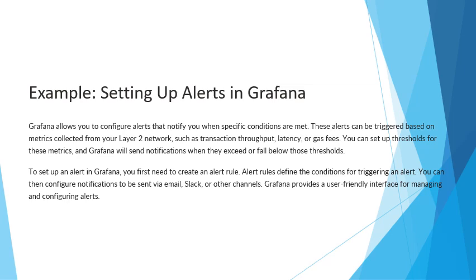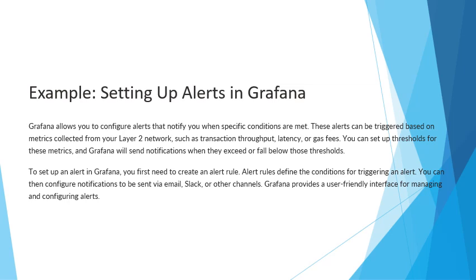Now let us look at setting up alerts in Grafana. So Grafana allows us to configure alerts that notify us when specific conditions are met. These alerts are triggered based on metrics collected from our layer 2 network such as transaction throughput, latency, or gas fees. We can set up thresholds for these metrics and Grafana will send notifications when they exceed or fall below those thresholds.